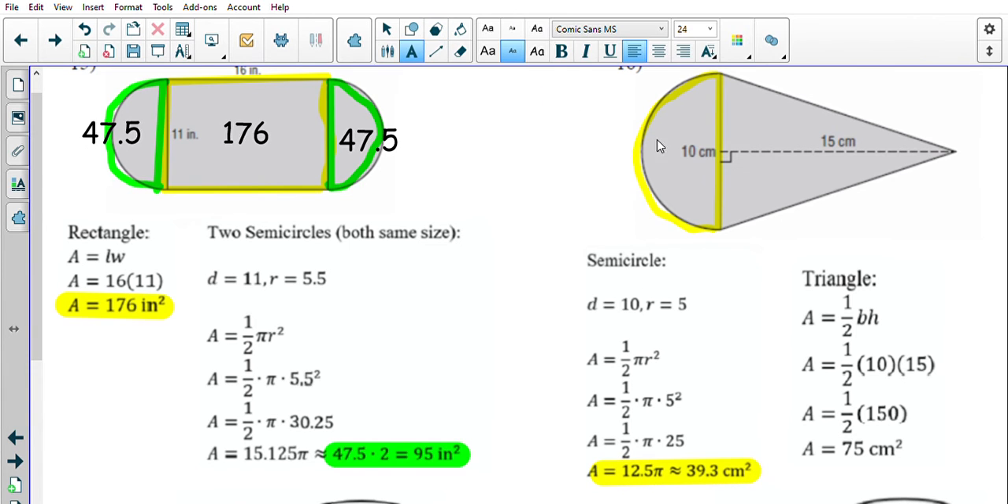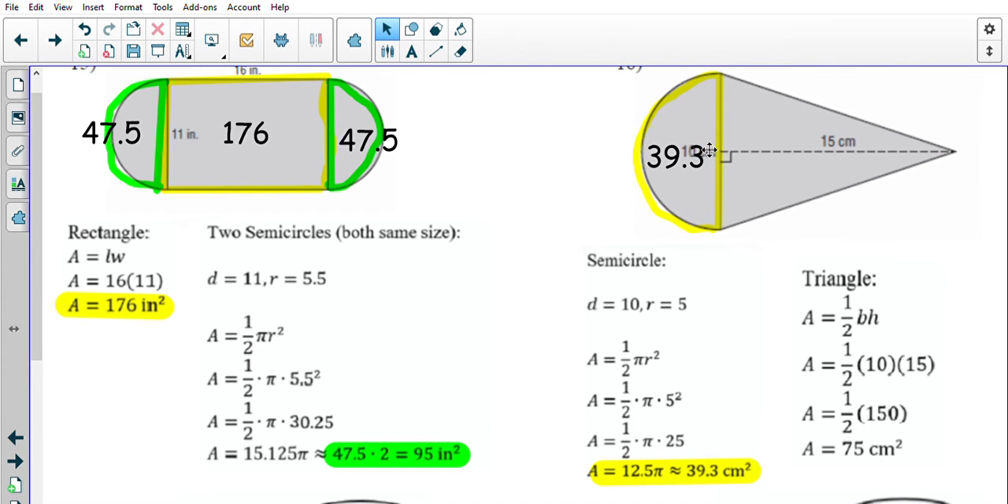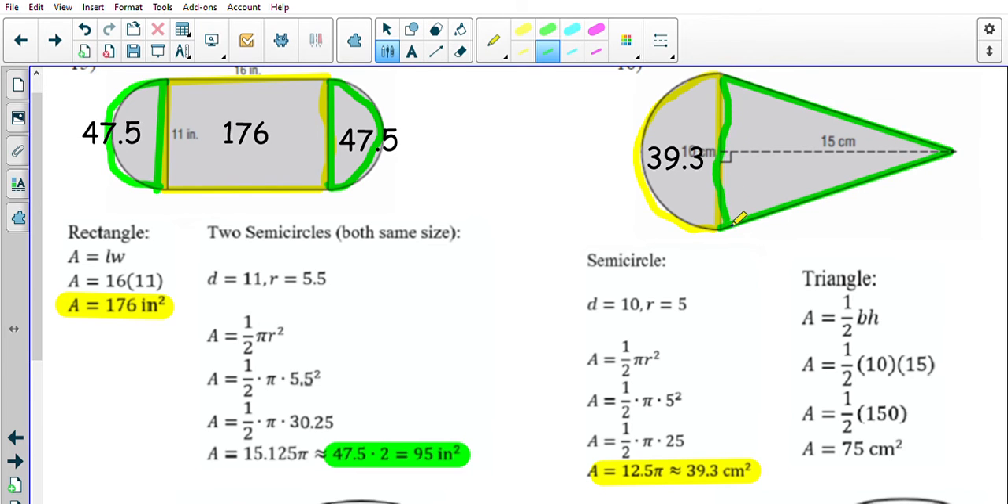So I'll type that in here, about 39.3. Now for the triangle, which I'll outline in green, it's just one triangle. Often I will see students who want to divide this into two triangles because of the height shown inside there. You don't need to do that. Just treat this as one big triangle with a height of 15 and a base of 10.